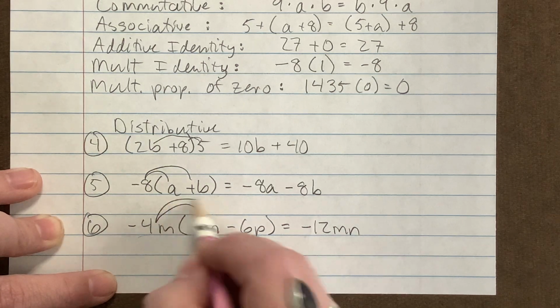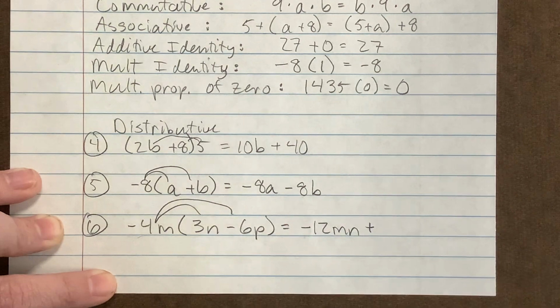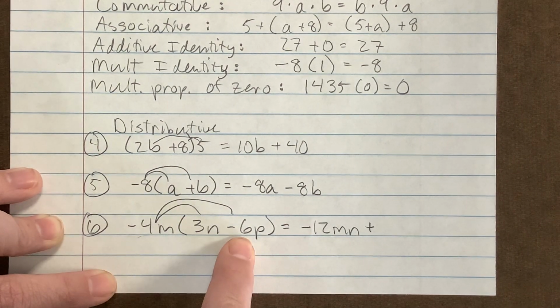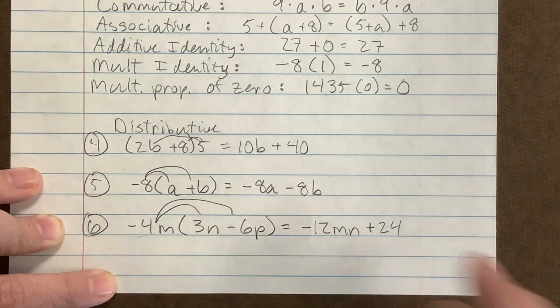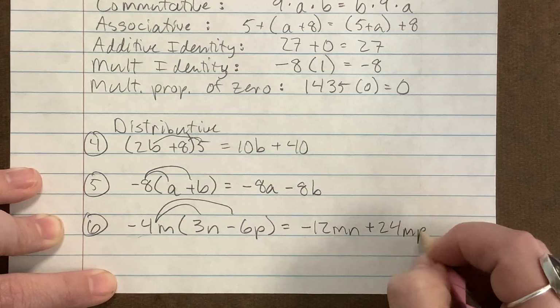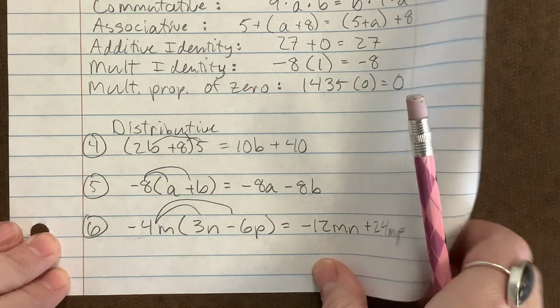Okay, and then we're going to have a negative times a negative, which means the second one is positive. 4 times 6 is 24, and M-N-O-P, so M goes first, mp. All right, so distributive property. You'll notice we use that a lot. It's not going away anytime soon. Oh boy, here we go. That's like halfway through the chapter already.